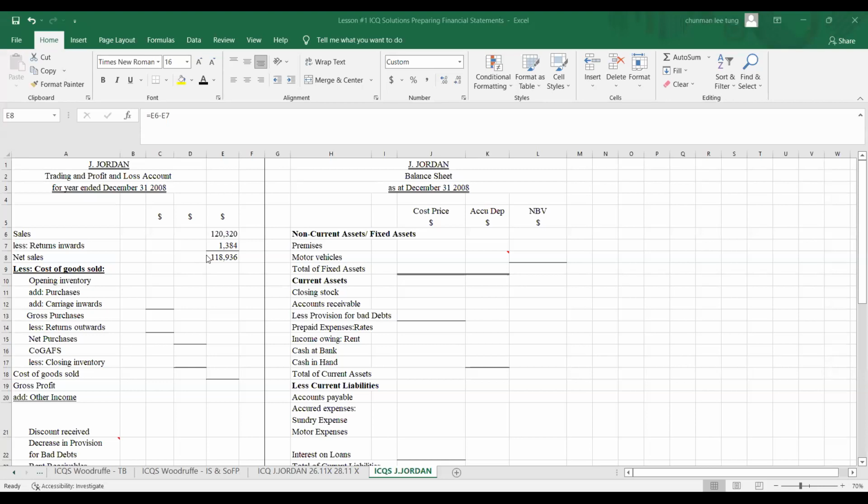Right, so we have our sales, less return inwards, which will give us our net sales of 118,936. So you all got that. Very good. Now we are lessing our cost of goods sold, which consists of opening stock. So how much is our opening stock?